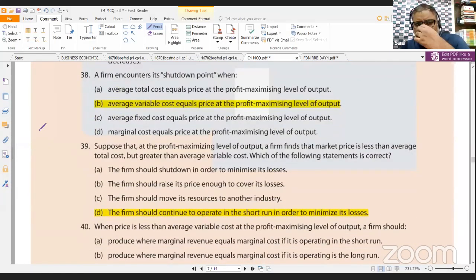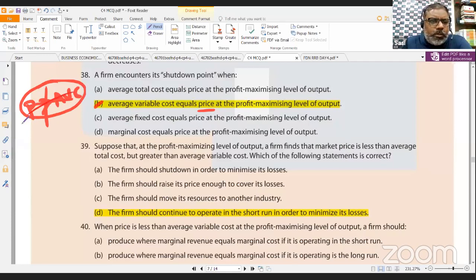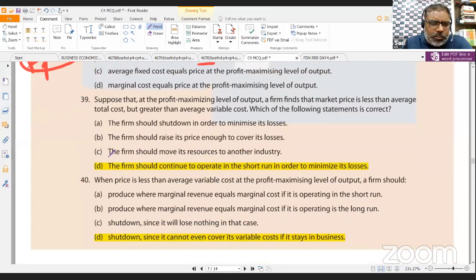Then question number 38. A firm encounters its shutdown point when it should shut down. Simple. Where the average variable cost equals the price at the profit maximizing level of output. Means average variable cost and price are equal. If the price is not more than average variable cost, then there is no point of the firm continuing the operations. Better to shut down. That is the correct answer. 38th question, B, Bangalore.